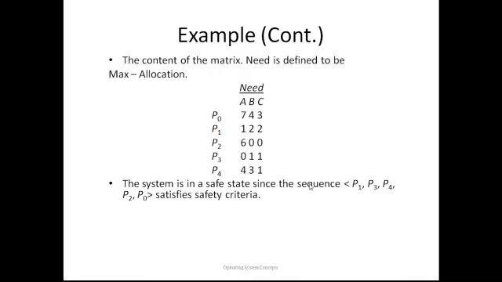Now for this you will find the need, or maximum, allocation and need of the resources for the processes. Now for this you are finding the sequence P1, P3, P4, P2, P0. If the sequence is allowed, then the system is in safe state.